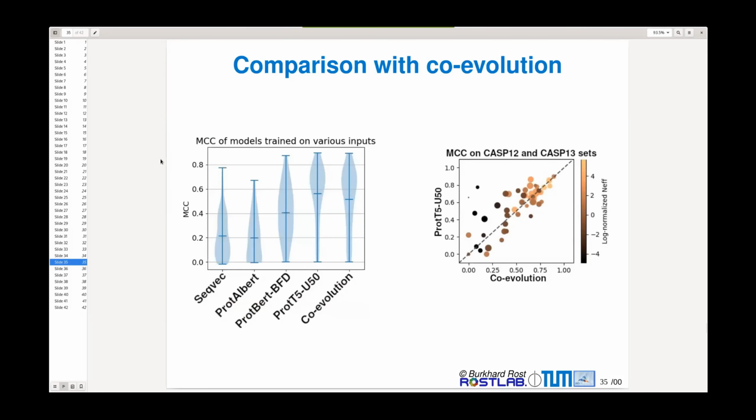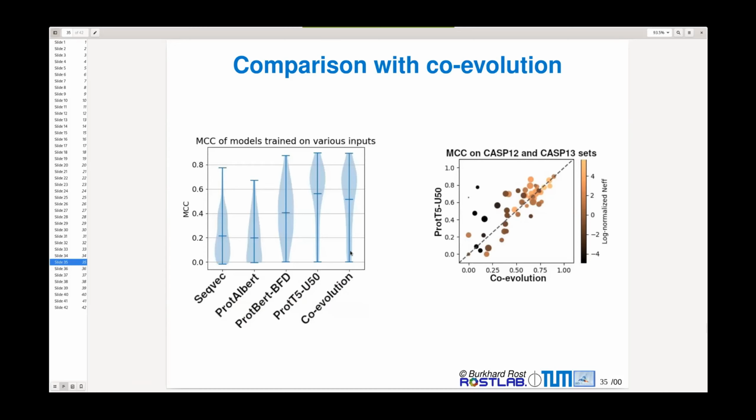So this is a comparison between different inputs I used over the years. I tried to do this approach for, well, more than a year. So we have earlier models shown here. We started with SecVec and ProtAlbert. Then we had ProtBert BFD, so this is kind of a chronological order. This was from last year. And then the newest one with ProtT5. And then our co-evolution baseline on the right.